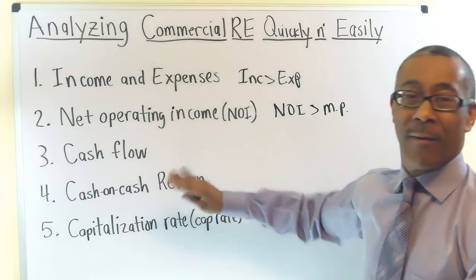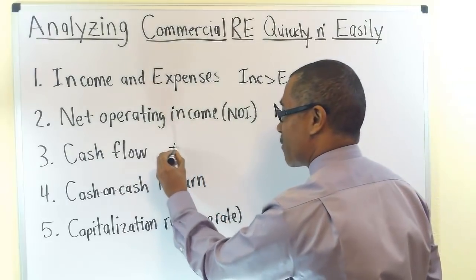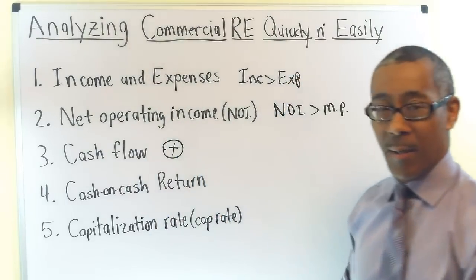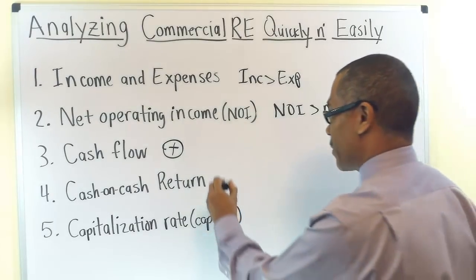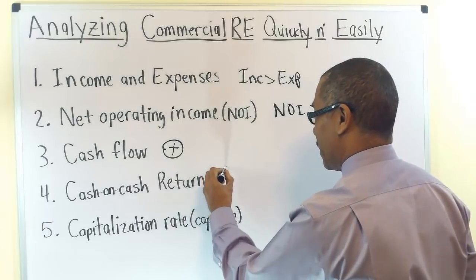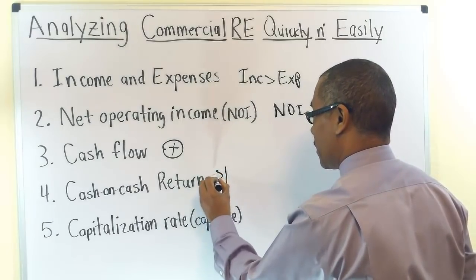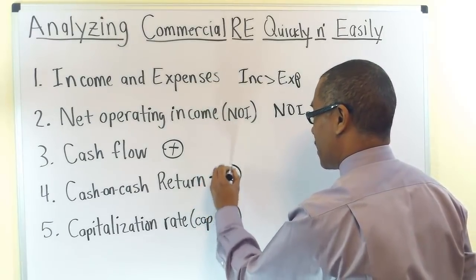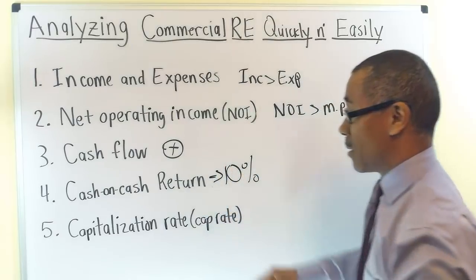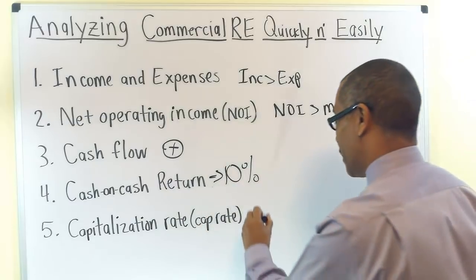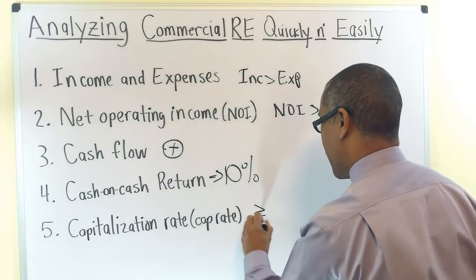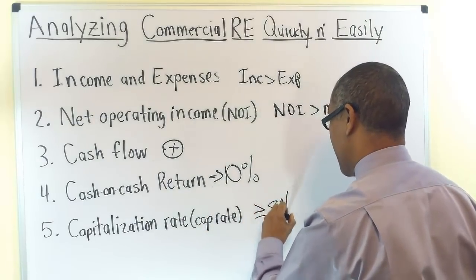For your cash flow, very simple. We need your cash flow to be positive. Positive cash flow. Cash on cash return, very simple too. Cash on cash return must be greater than or equal to 10%. Okay? On your cap rate, I'll keep it simple as well. Cap rate should be greater than or equal to 8%.